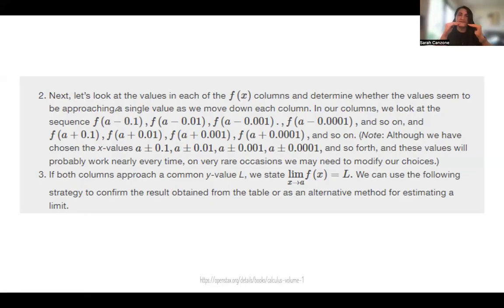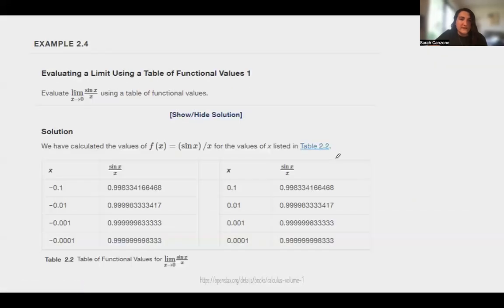Same number, that's the limit. If it's different numbers, there's no limit. All right, so here's an example. We have this limit as x goes to 0 of the sine of x over x, and we want to see if there's a limit as x goes to 0.